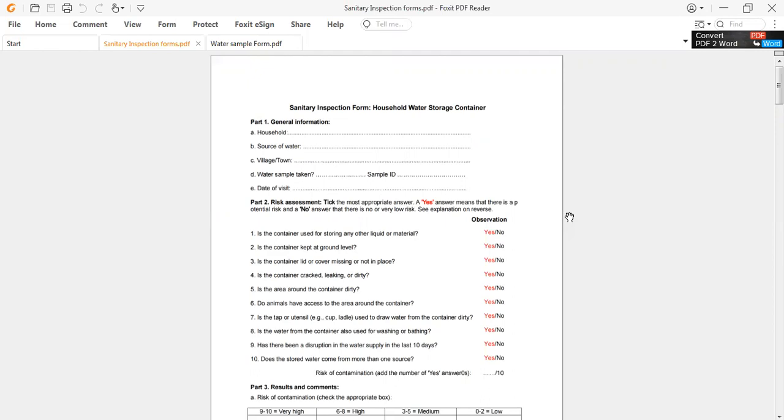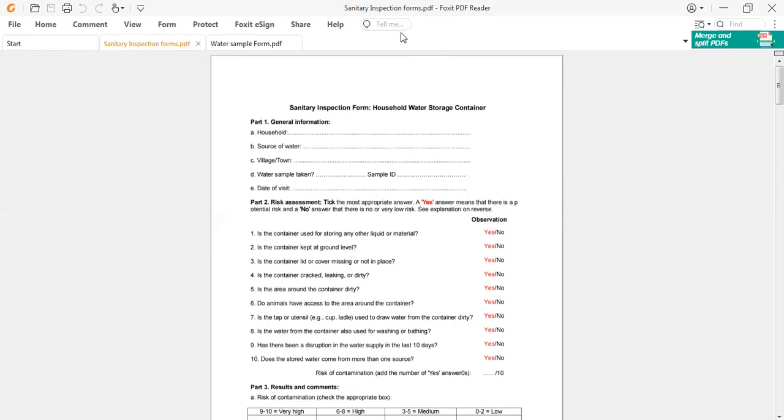Is the water from the container also used for washing or bathing? If it's used for washing or bathing, it means someone can actually come there and use a bathing bucket close by, and water may leak from the bathing bucket into the container. So if that's the case, then you tick yes.